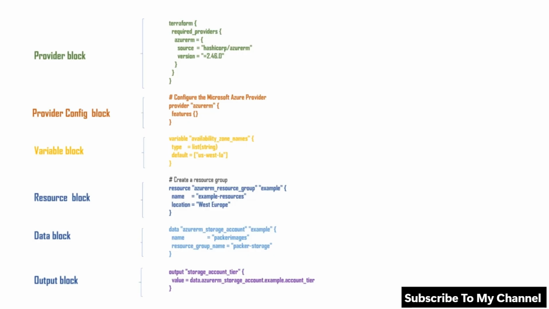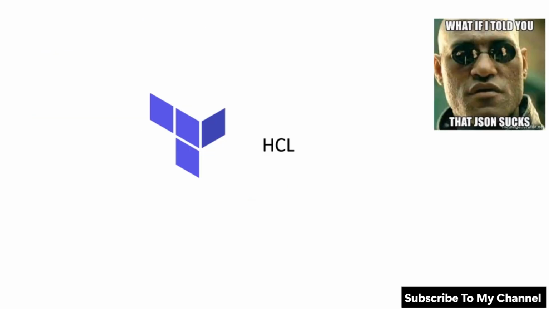Now here is a very common example of a Terraform configuration file. It consists of a provider block followed by a provider configuration block. And after that come the variable block, the resource block, the data block, and the output block. Each block I will teach you in the subsequent lectures. Suffice it to say that your entire configuration file is basically a set of blocks. This is something that you have to keep remembering: a configuration file in Terraform is basically a set of blocks.